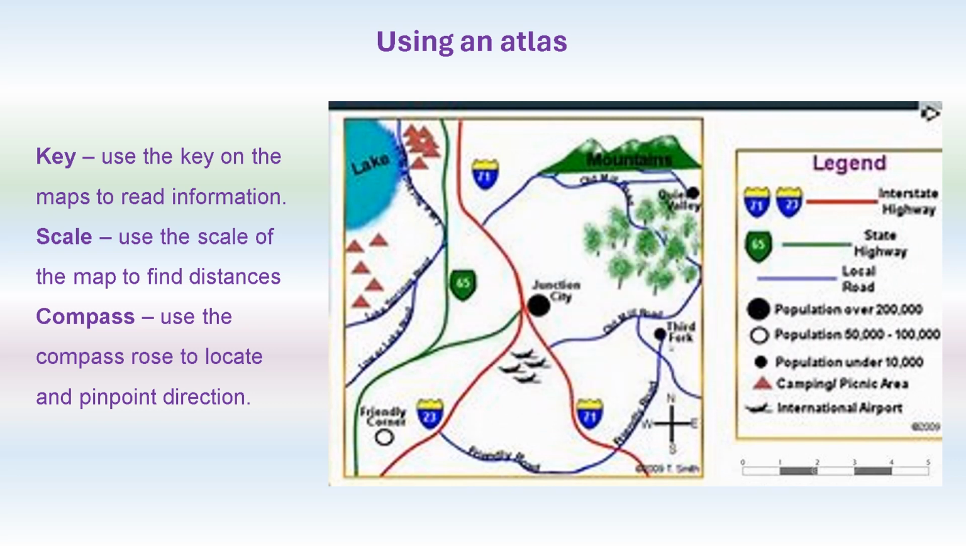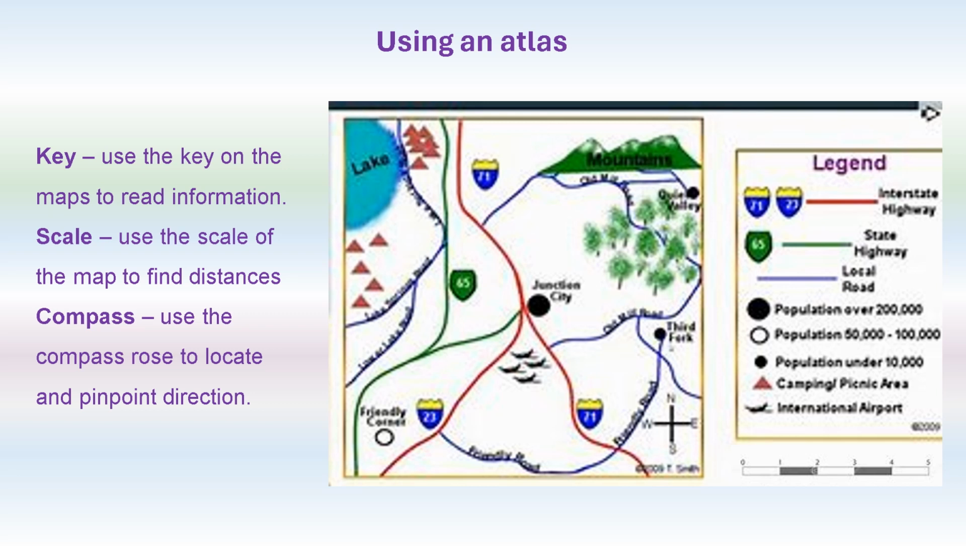Now let's use all three to interpret this map here. Now to the right, you can see there's the key. Now if you look at the center of the map, you'll see Junction City. It's one big black dot. Now you're not going to know what that black dot means unless you look at the key. Now if you look at the key, it's going to tell you it's a population. It has a population of over 200,000 people. Now, if you look at the aeroplanes at the bottom of Junction City, then you need to look at the key to find out what it is. Now, that's the international airport.